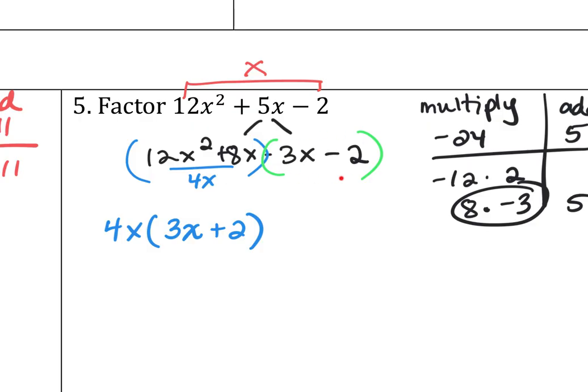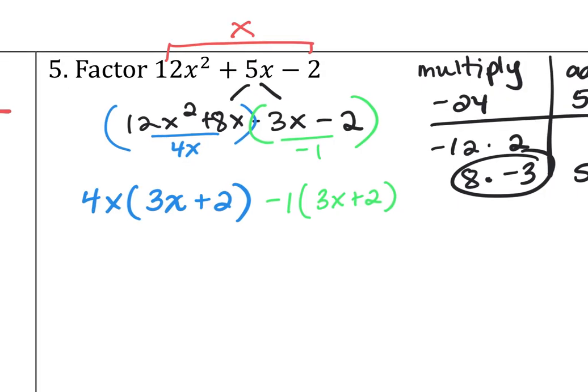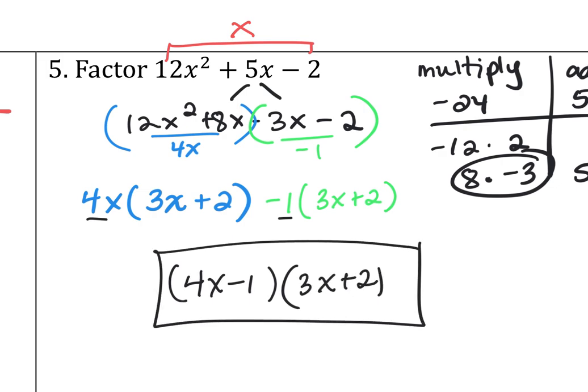This back half of my quadratic looks pretty similar except it's opposites, which means I just factor out a -1, right? So that I get 3x plus 2. So then now my final factors are these GCFs, 4x minus 1, and then those matching remainders, 3x plus 2. And that is how we factor when a is greater than 1.